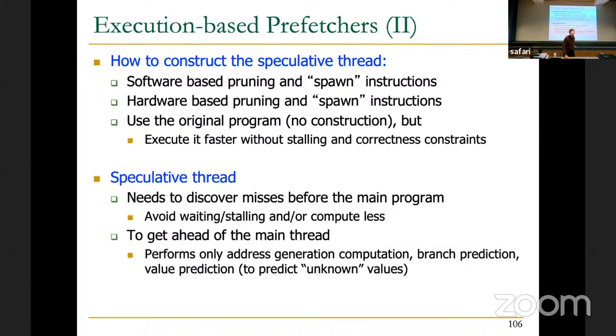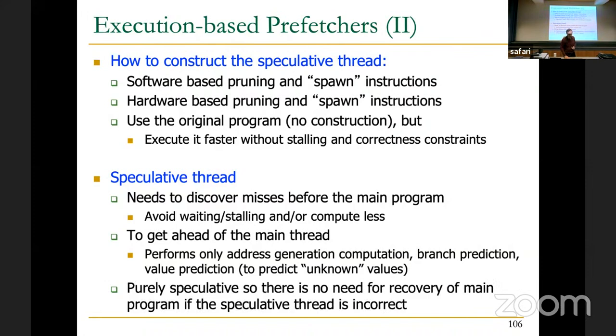So to get ahead of the main thread, you usually perform only address generation computation, important branch prediction, and value prediction potentially. Because how do you get ahead of the main thread if you don't have a value available, right? You have this program dependence chain, and that leads to a cache miss. You're trying to execute that early. The main thread didn't reach there yet. And you may not have some values available, so you need to predict them somehow. So you resort to these things so that you can actually guess what may be happening.